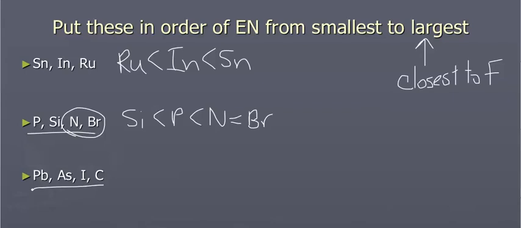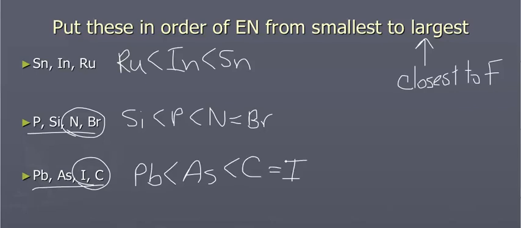And then this last one here, the smallest value, again, furthest from F would be Pb. And then As. And then if I look at carbon and iodine, again, you'll notice they're the same distance from F. So I would say those two are relatively equal in terms of electronegativity.